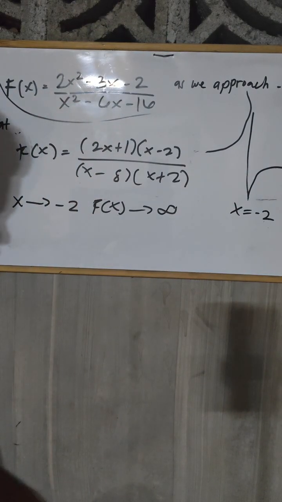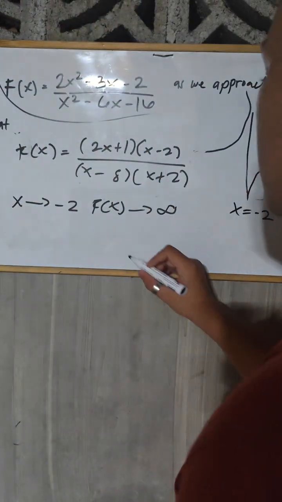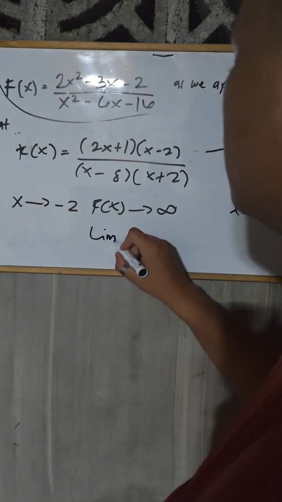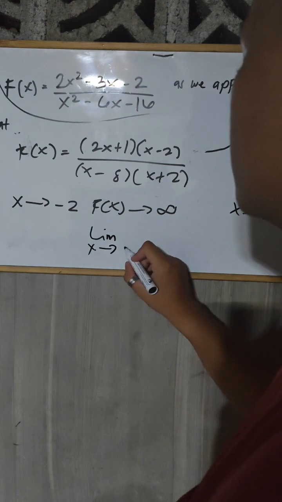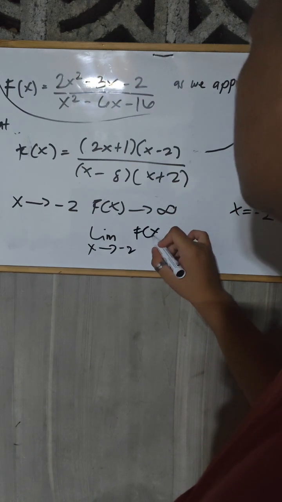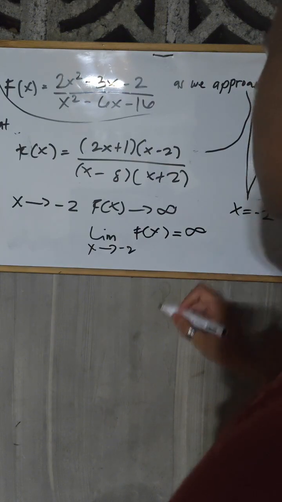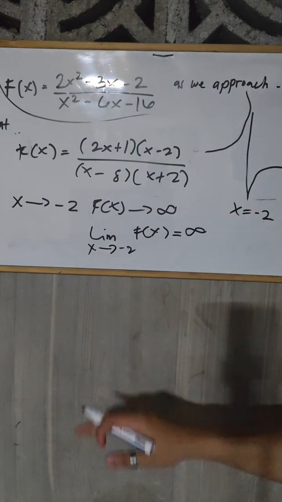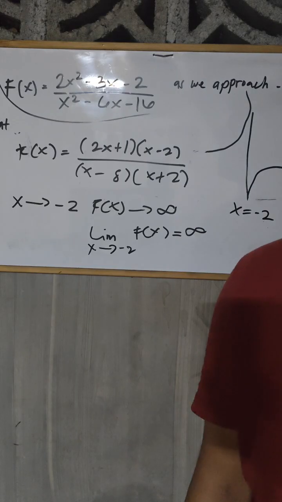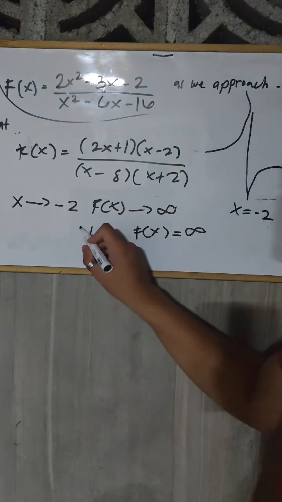Well, I mean, you could still write it as, limit as x approaches negative 2, our function is gonna go all the way up towards infinity. Well, technically the limit exists, but it doesn't in a finite sense, so this is gonna be our final answer.